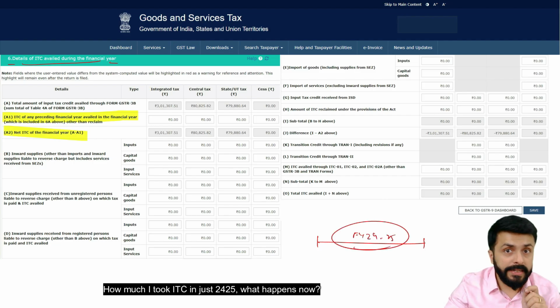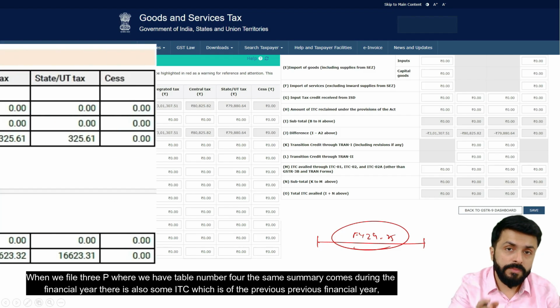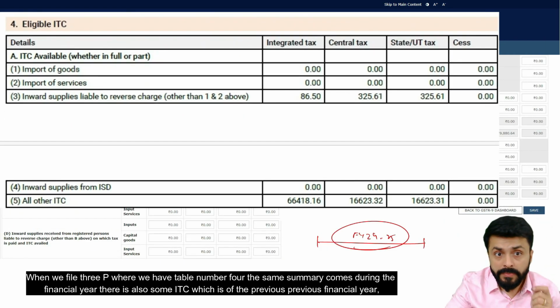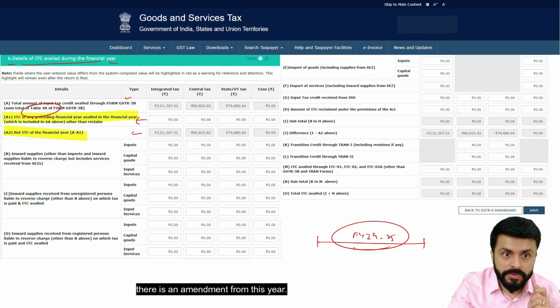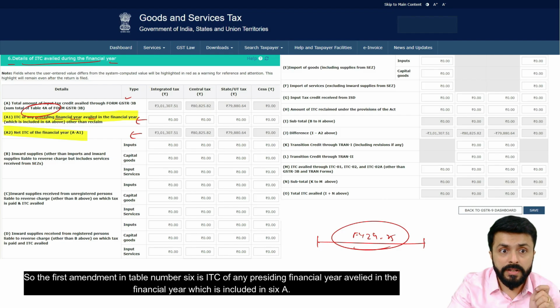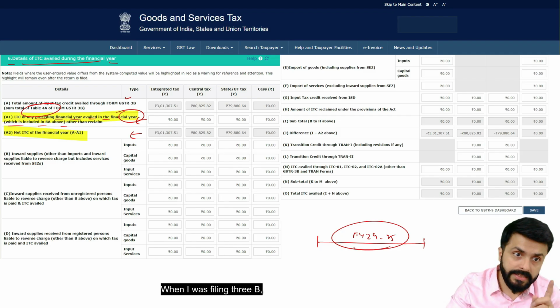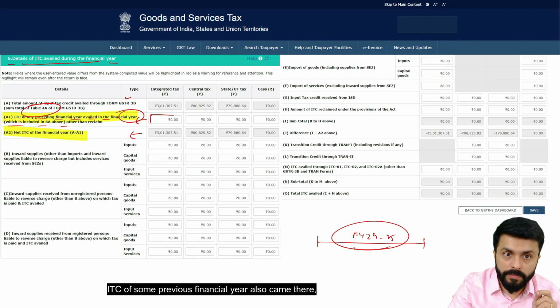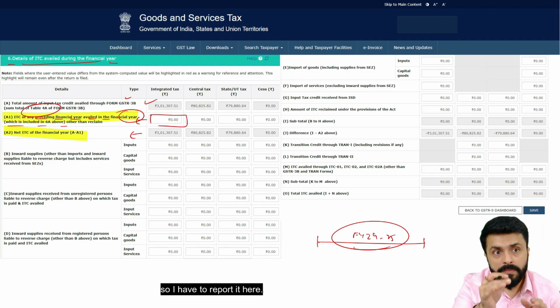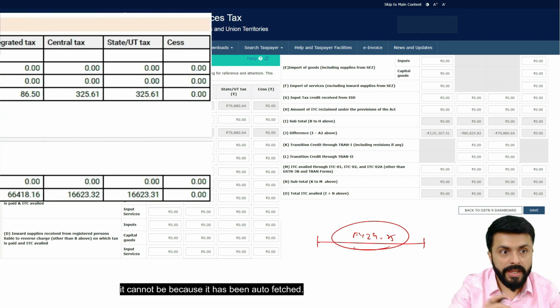During the financial year, how much ITC I took in just 24-25, what happens now? When we file 3B, where we have table number 4, the same summary comes during the financial year. There is also some ITC which is of the previous financial year. There is an amendment from this year. Here are 2 new columns. So, the first amendment in table number 6 is ITC of any preceding financial year availed in the financial year, which is included in 6A. When I was filing 3B, ITC of some previous financial year also came there, so I have to report it here. The A part of table number 6 above has become non-editable because it has been auto-fetched.